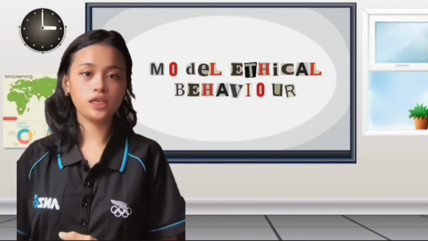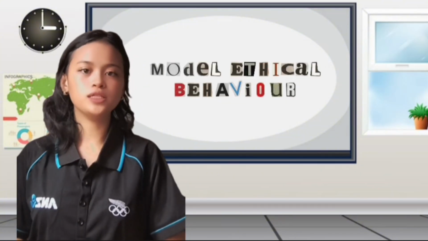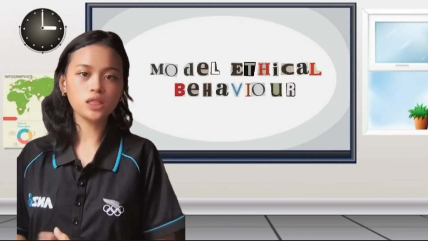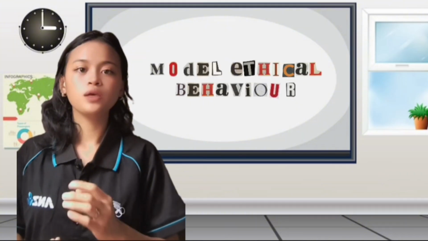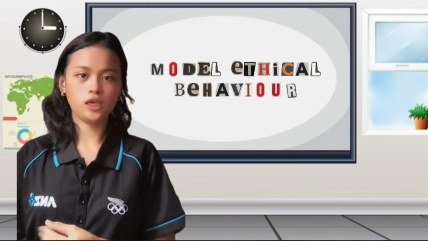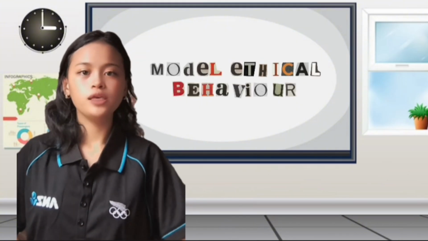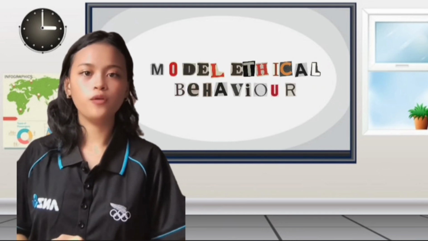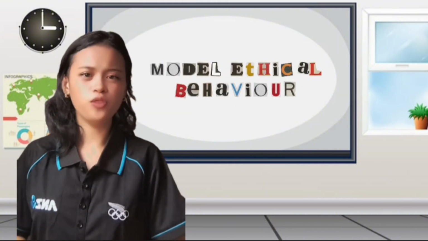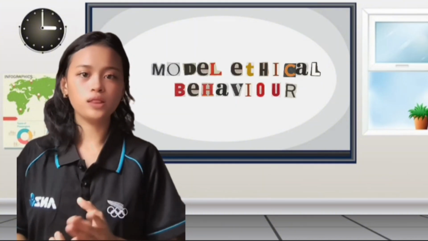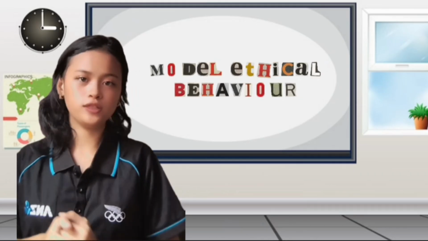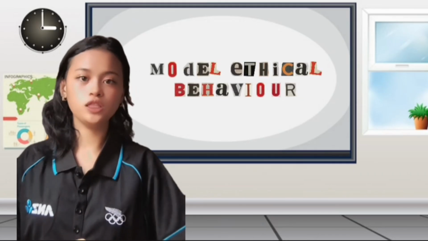First, model ethical behavior. This goes beyond simply telling young people what is right and wrong. It involves consistently demonstrating integrity, honesty, and respect in all actions and interactions. Young people are keen observers, and they learn far more from what adults do than what they say. For example, if an adult admits to a mistake and takes responsibility, it teaches a powerful lesson about accountability.